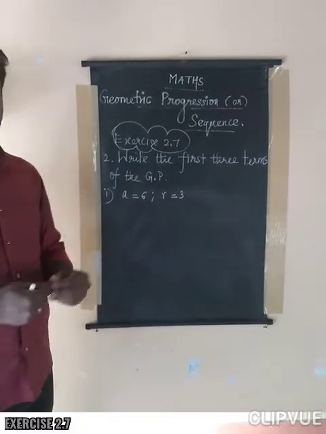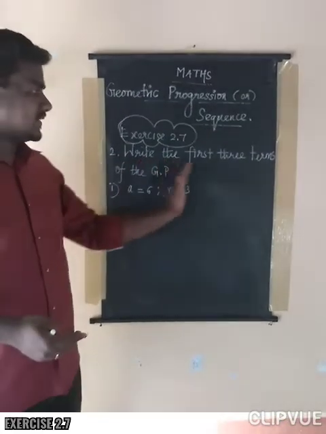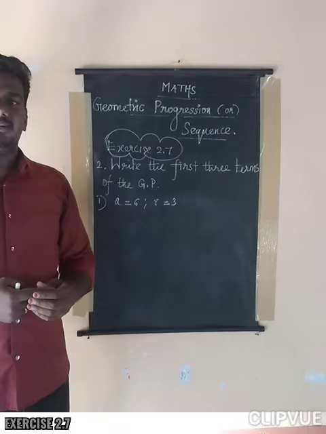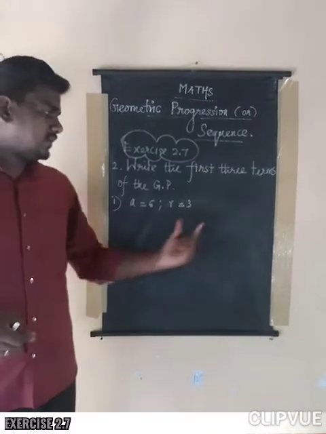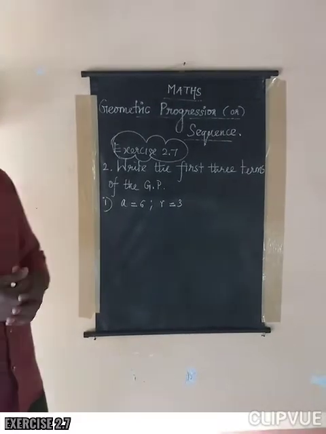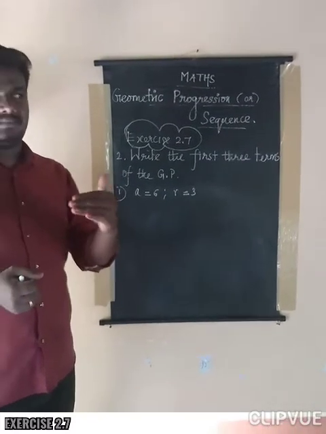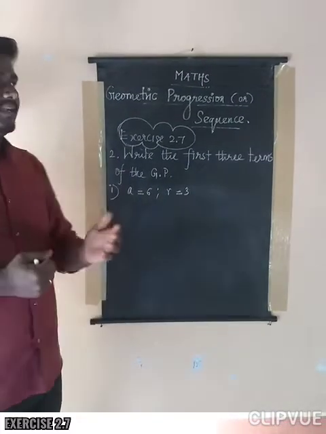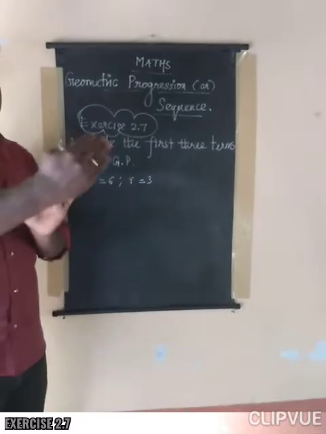Exercise number 2.7, question number 2, first subdivision. The question is, write the first three terms of the GP. The first term and the common ratio are given. The first term of the GP is 6 and the common ratio is 3. Already I told you clearly how the second term is obtained. It is multiplying the constant, which means the common ratio, by the preceding term. The preceding term is A. So the common ratio is 3. You can get the second term.